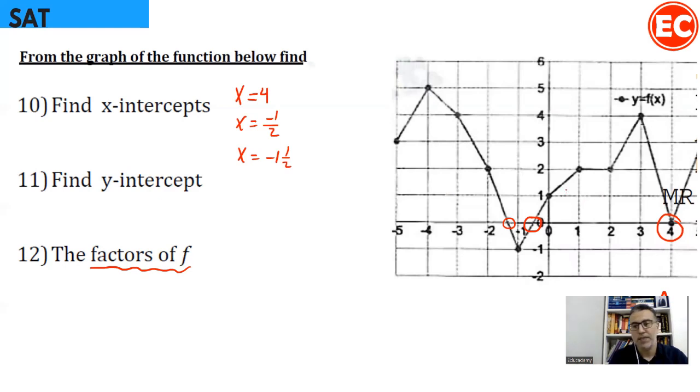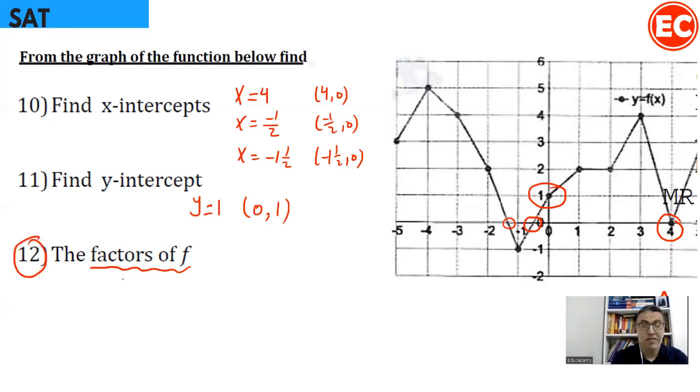But for the y-intercept, I have only 1 point, at y equal to 1. If you wanted to write these as ordered pairs, it's going to be (4, 0), (negative half, 0), and (negative 1.5, 0). And the y-intercept point is going to be (0, 1).